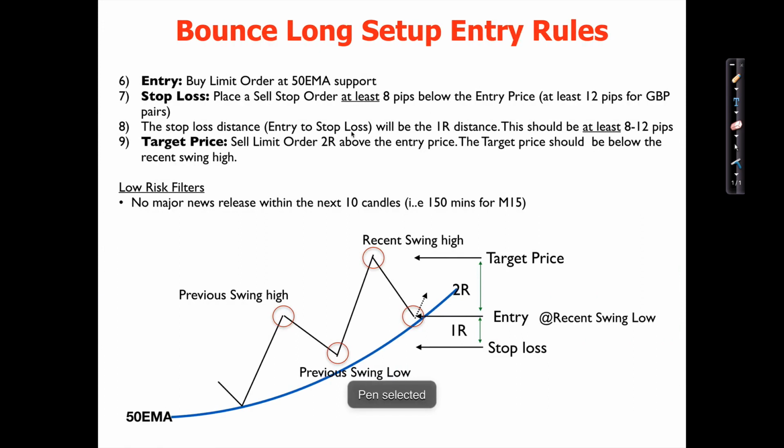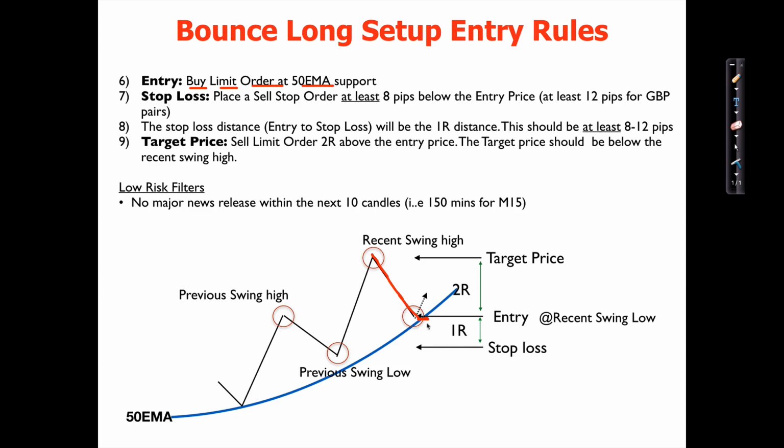Okay, so how do we enter the bounce setup? There are two ways to enter. The first way is a bit more aggressive, which means I'm watching the price coming down and waiting for it to hit the 50 moving average. The moment it hits the 50 moving average, I will buy immediately. So in anticipation, I will put a buy limit order right at the 50 moving average. So the moment the price hits, it will fill my order.